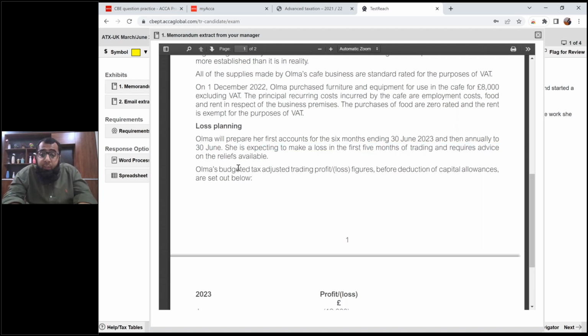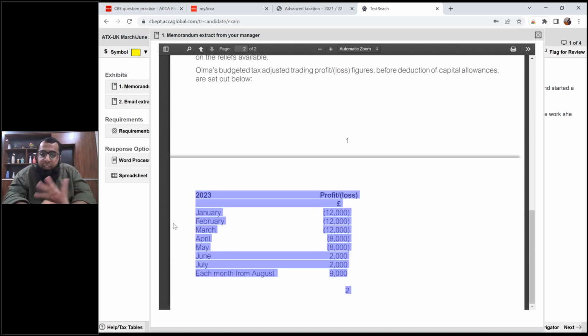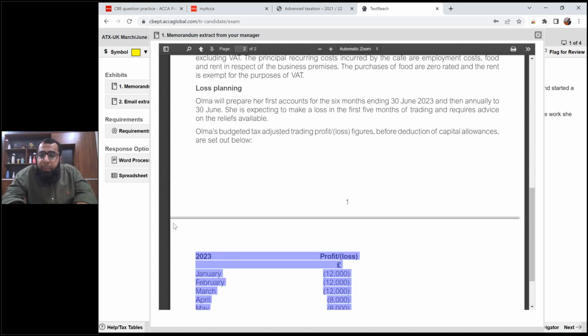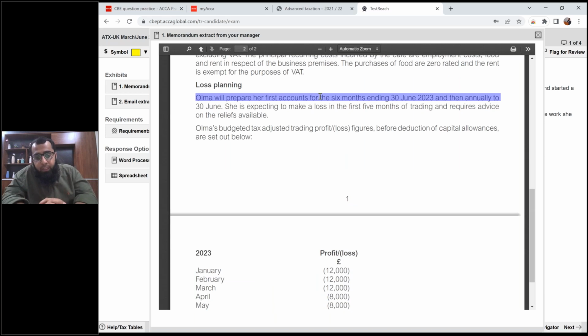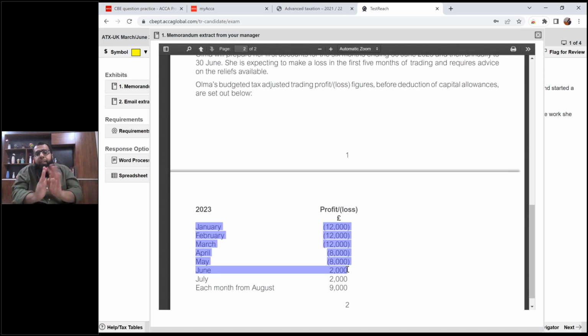Alma's budgeted tax-adjusted trading profit or loss before deduction of capital allowances are set out below. In January, there will be a loss of 12,000, then a 12,000 loss, then 12,000, 8,000, 8,000, and this is the entire expectation given. Her first period end will be 30th June 2023. So in the first 6 months period, these will be the relevant months: January, February, March, April, May, and June. We'll look at it in more detail while we draft the answer.